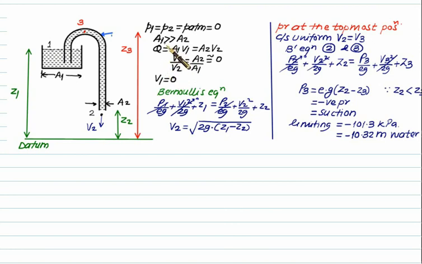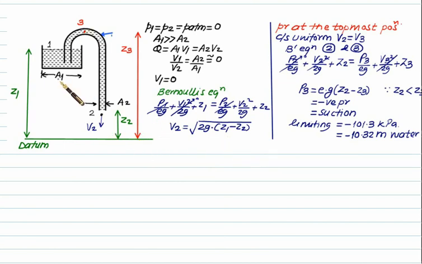So assume that A1 is very much greater than A2. In that case we have discharge Q equal to A1 V1 equal to A2 V2. But since A1 is very large, A2 by A1 is almost equal to 0. In that case we can take V1 equal to 0. That is, the level in the tank is assumed to be constant. And finally, to find the velocity at point 2, apply the Bernoulli equation between 1 and 2, neglecting the losses. If we apply this equation, we get velocity equal to under root of 2g times (z1 minus z2). In this problem, they will ask what is the pressure at point number 3.